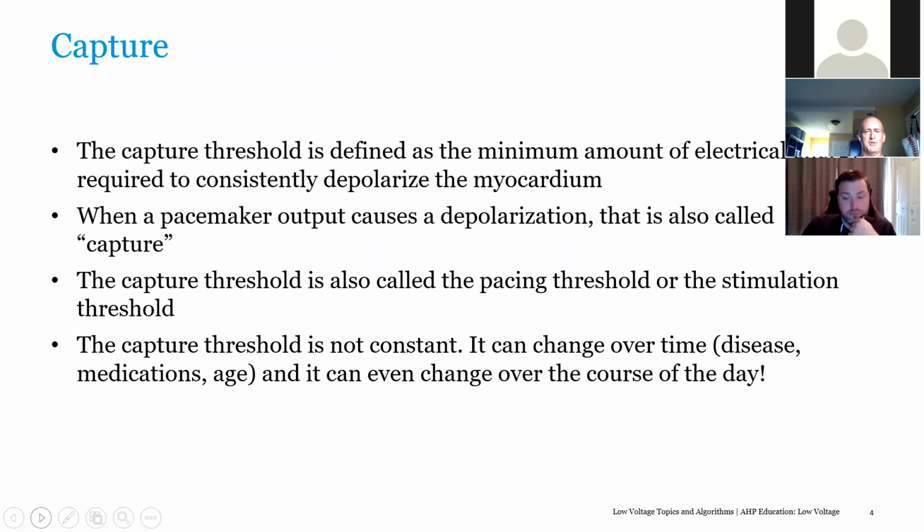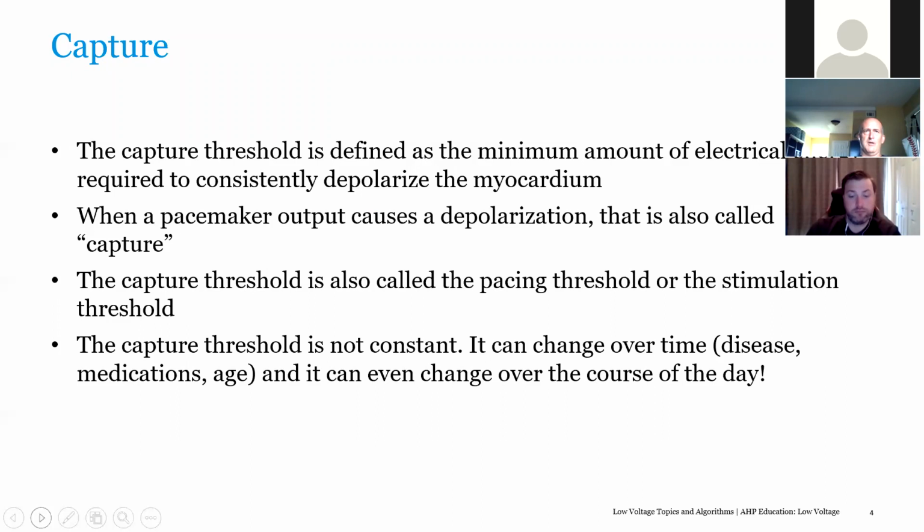And when we capture the heart, we're making it depolarize. So when you hear the term capture threshold, it is the minimum amount of electricity it takes to make the heart depolarize over a specific amount of time. When it causes depolarization, it's called capture. Capture threshold is also called the pacing threshold or the stimulation threshold.